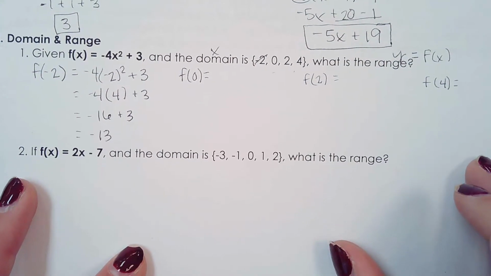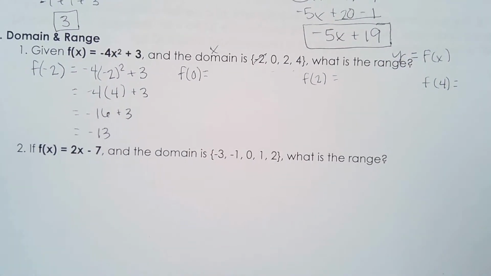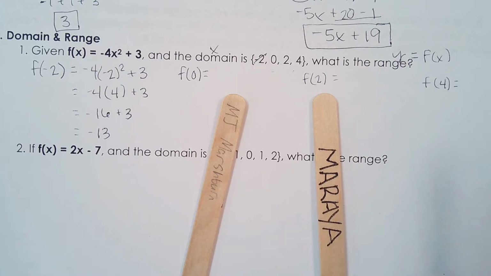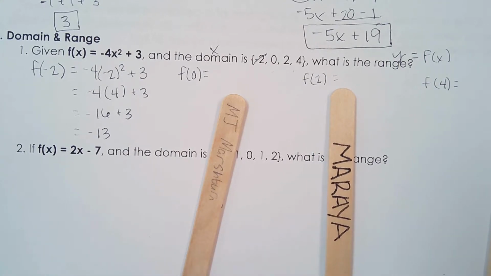It is a lot. I want you to do that right now on your own. I'm going to have MJ do f of 0, Maria's going to do f of 2, and Jaden's going to do f of 4. Okay? So when she gets your answers, I want y'all to come do it on the board over here for me, okay?